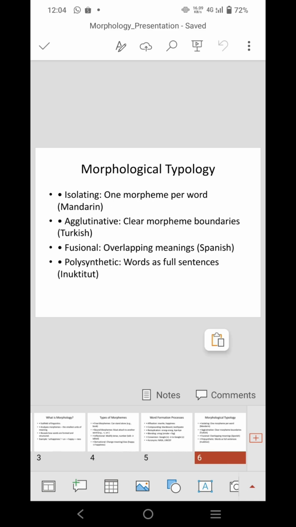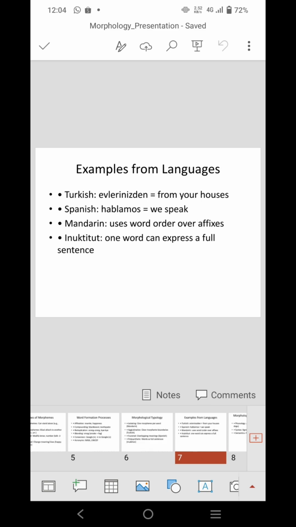And the next slide is morphological typology. The first is isolating, which is one morpheme per word, for example in Mandarin. Agglutinative has clear morpheme boundaries, like the Turkish language. And the third is fusional, with overlapping meanings, like Spanish. And the last is polysynthetic, where words are full sentences, like inquietude. An example is from languages.